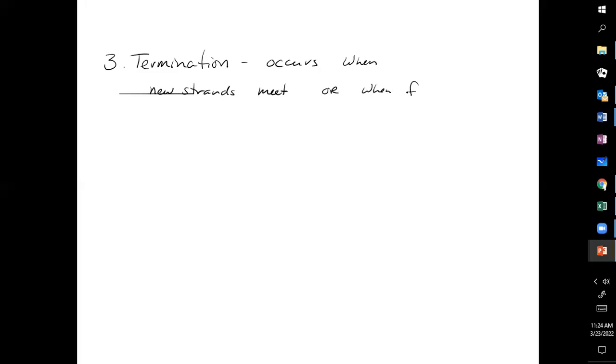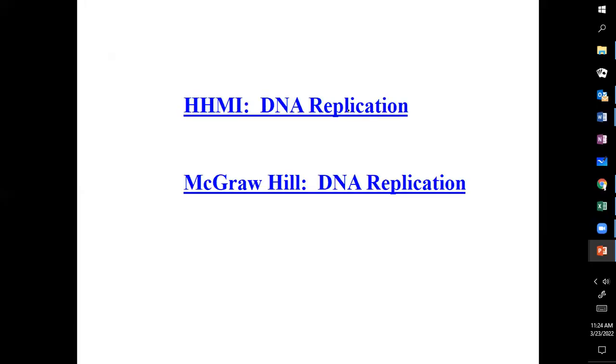So the synthesis continues on until termination. Termination of replication occurs when two newly synthesized strands meet. Well, how do new strands meet? Or when it falls off the end of a linear chromosome. So let's take a look at this.